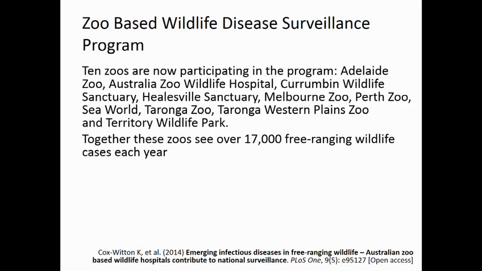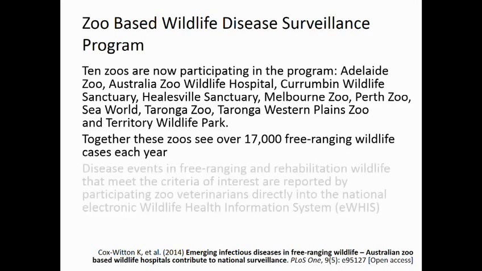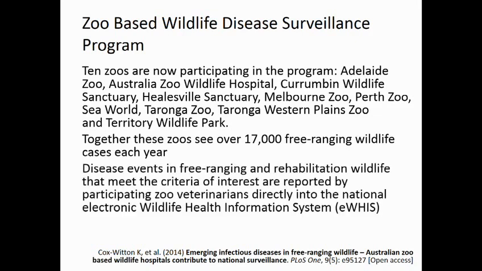And so we have this opportunity to report to Wildlife Health Australia to tell them what we are finding in the zoo situation with wildlife coming into clinics. And Karen wrote a paper looking at emerging infectious diseases in free-ranging wildlife and how that's contributing to the national surveillance. It's been seen as an excellent project and now is going to be developed into other areas as well, which I'm going to come to.